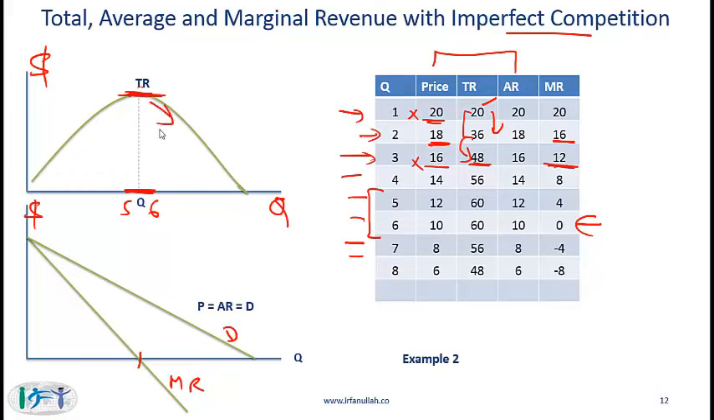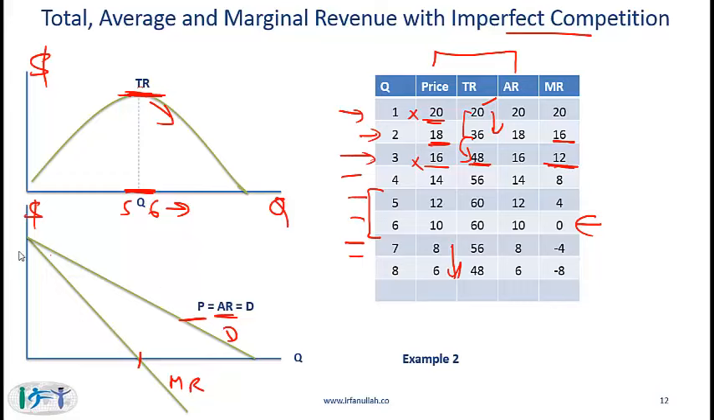After this point, what's happening? As we increase the quantity above 6, the total revenue is coming down because the decrease in price over here in percentage terms is more than the increase in quantity, again in percentage terms. So hopefully these pictures make sense. For now, just remember that when we have imperfect competition, we'll have a downward sloping demand curve. That demand curve represents the price at different quantities. It also represents the average revenue at a given quantity.